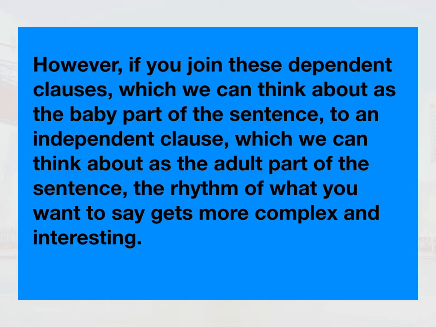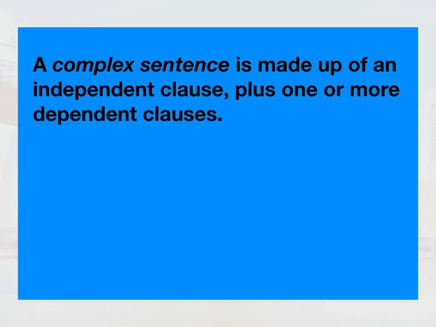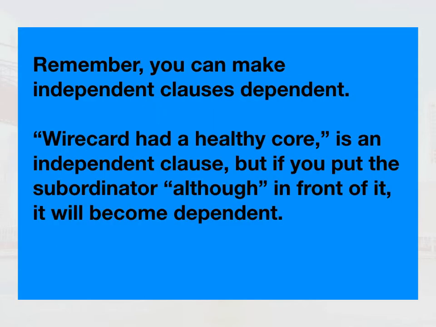However, if you join these dependent clauses, which we can think about as the baby part of the sentence, to an independent clause, which we can think about as the adult part of the sentence, the rhythm of what you want to say gets more complex and interesting. A complex sentence is made up of an independent clause plus one or more dependent clauses. And remember, you can make independent clauses dependent.